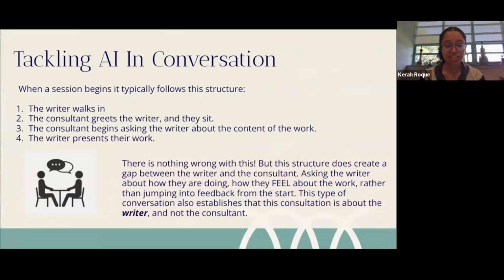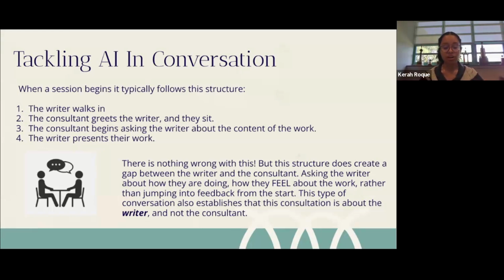Tackling AI in conversation. When a session begins, it typically follows this structure. The writer walks in, the consultant greets the writer, and they sit. The consultant begins asking the writer about the content of the work, and the writer presents their work. There is nothing inherently wrong with this structure, but it does often create a gap between the writer and the consultant. Asking the writer about how they're doing, how they feel about their work, rather than jumping in to feedback from the start, can help the writer and the consultant build a much stronger relationship from the beginning of that consultation. This type of conversation also establishes that this consultation is about the writer and not the consultant.